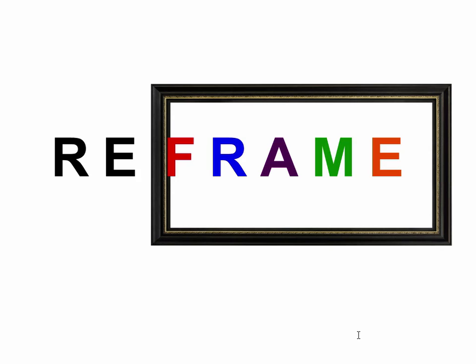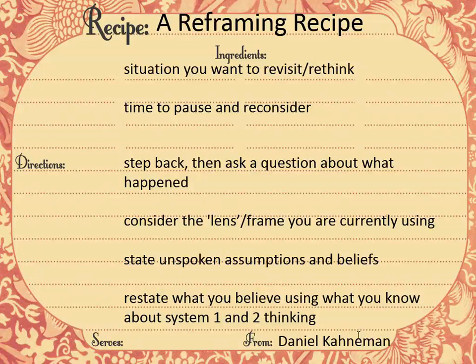But the other thing that you can do is to think consciously of reframing the way you're thinking in the decision, using what you now know about System 1 and System 2 thinking. So if I have a situation, here's a recipe very quickly, that I want to revisit, rethink, step back and ask a question about what happened. It may be too late, it may be after the fact. Consider the frame that you were using when you were feeling that way. And think about your unspoken assumptions and beliefs, and restate what you believe, what you know, what happened because of the System 1 and 2 thinking. Do a decomposition analysis, a post, I won't use the word post-mortem, but at least restate in the terms of fast and slow thinking. And that can be very revealing when you then come to, well, what should we do next, or how should we behave differently?